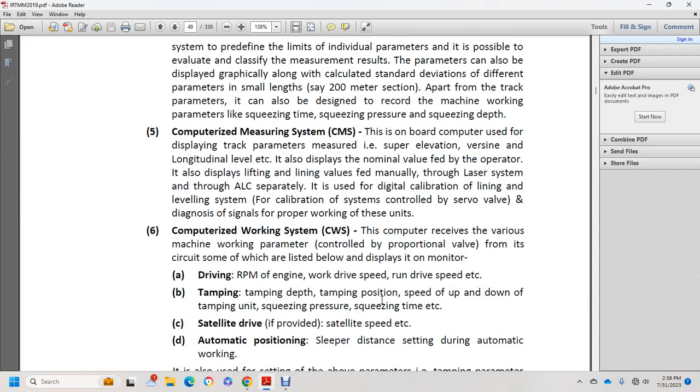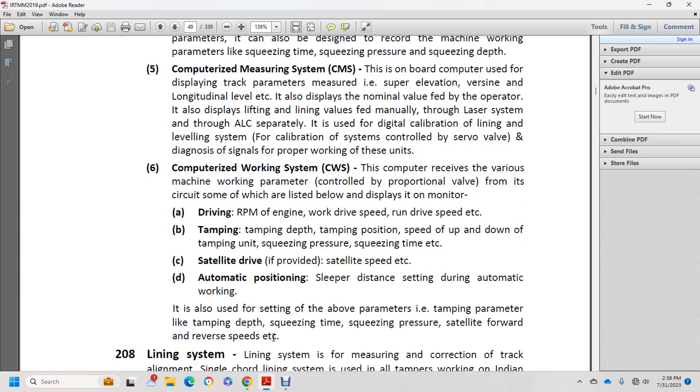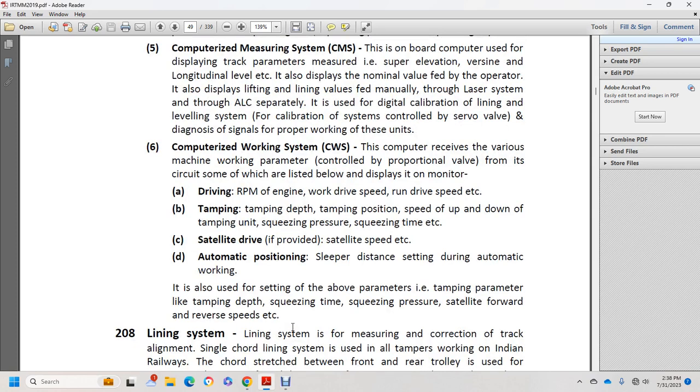Computerized working shift: the computer receives the various machine working parameters, controlled with a proportional value from the circuit, some of which are listed below on the display of the monitor: the engine RPM, the working drive speed, the run drive speed, etc. For the tamping: depth of the tamping position, speed up and down of the tamping unit, squeezing pressure, squeezing time, satellite drive speed, etc. For the automatic position: sleeper distance and settings during automatic working. Also the setting of the above parameters, such as tamping depth, squeezing time, squeezing pressure, and satellite forward and reverse speed, etc.